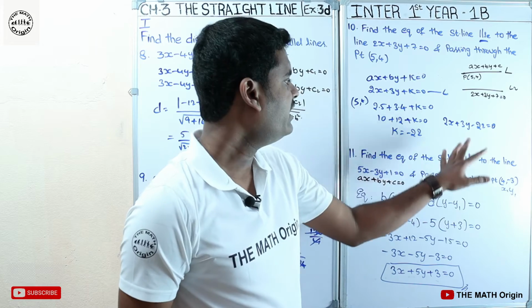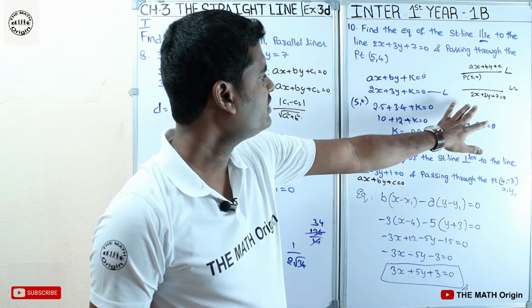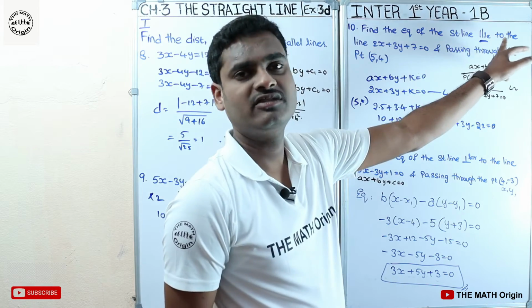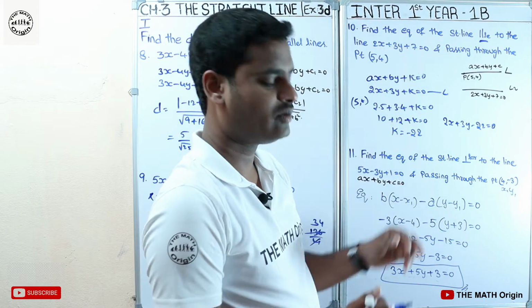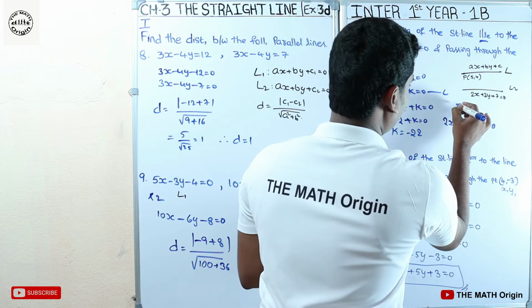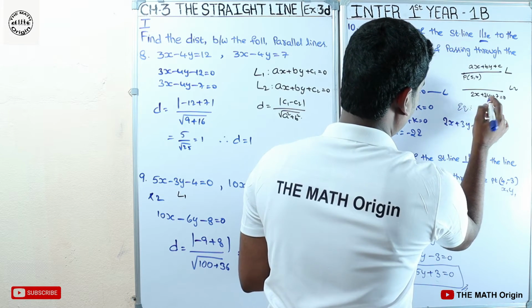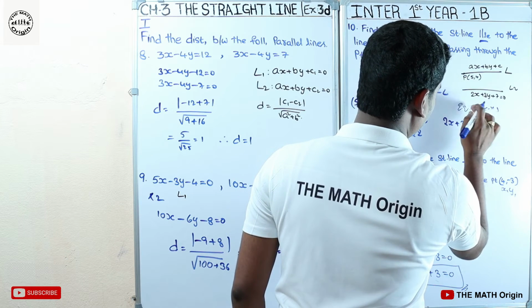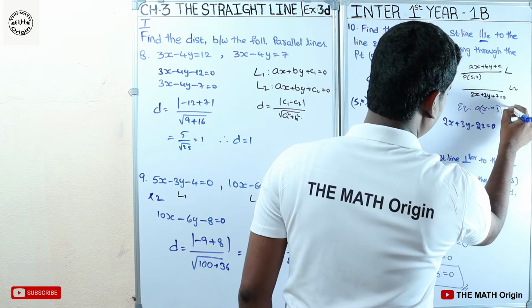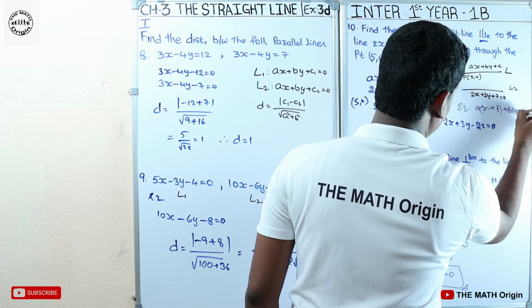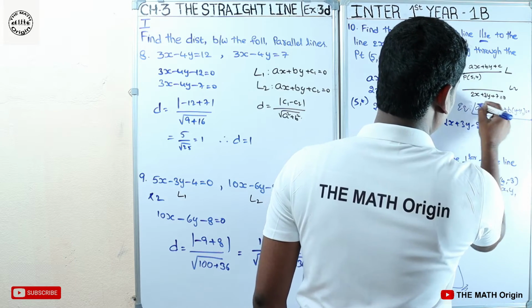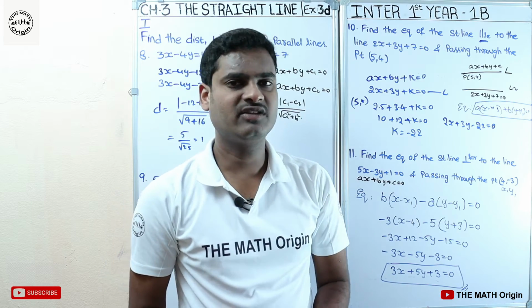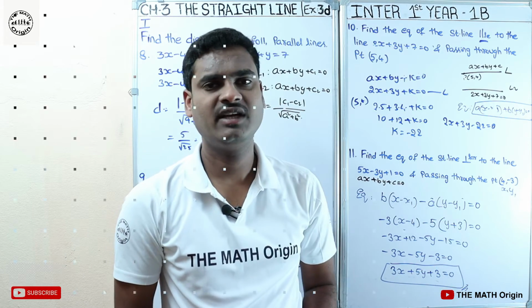Okay, and one more thing, I will give the formula for the equation of a straight line which is parallel to the line and passing through the point. The equation is a into x minus x1 plus b into y minus y1 equals to 0. Yeah, this is also one of the shortcut forms which we can use in our competitive exams as well. Okay, with this we completed the 11th problem.